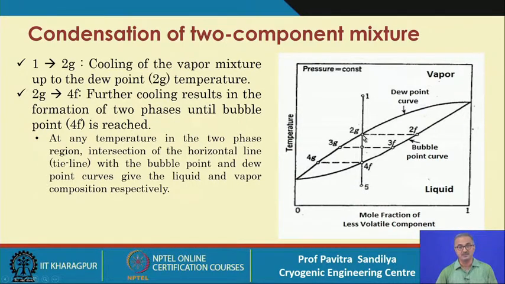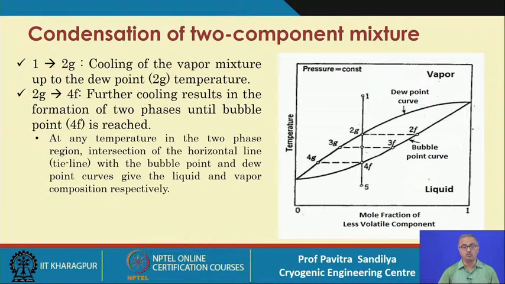Now in this case, at 2G, which is the dew point temperature, we have the saturated vapor, whereas at 4F, which is the bubble point temperature, we have the saturated liquid. And understand that these two temperatures, 2G and 4F, are dependent on the pressure for the given composition. That means at the same composition, if I change the pressure, I will get a separate set of dew point and bubble point temperatures.